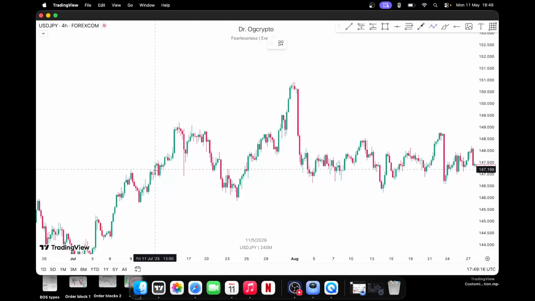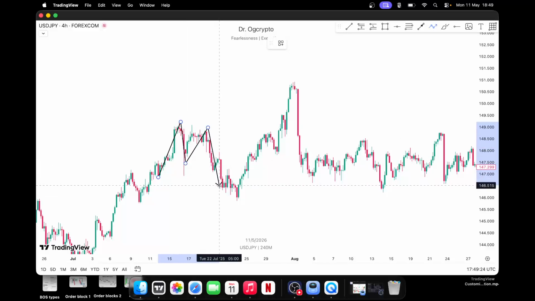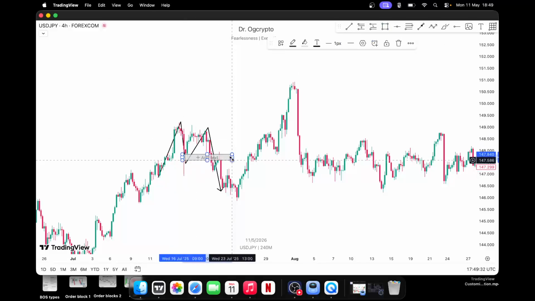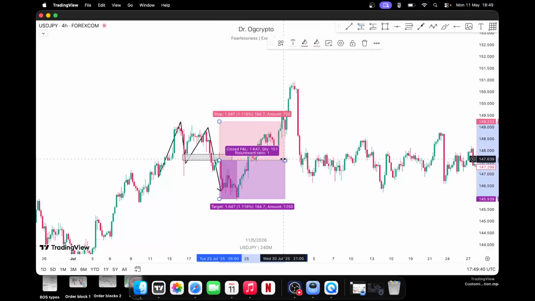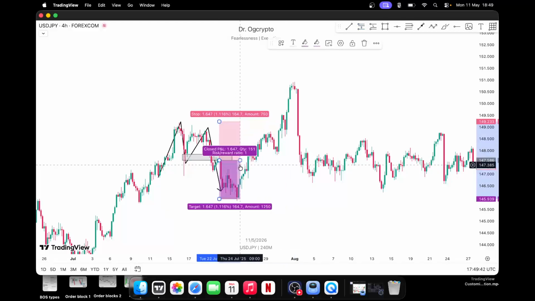So see example now. You can see that this thing formed a capital letter M. Do you understand? So you can short from the neckline. This is where the neckline is. So you can short from here. So you can see that the market reversed back. It entered the place and you can make some profit. Can you see profits now? So that is how to trade double top, double bottom.